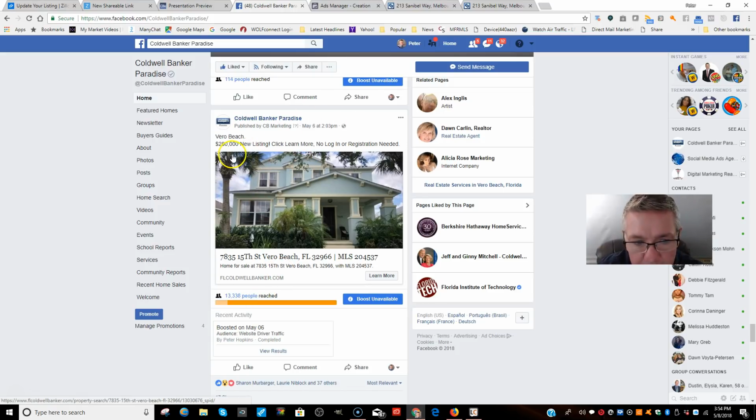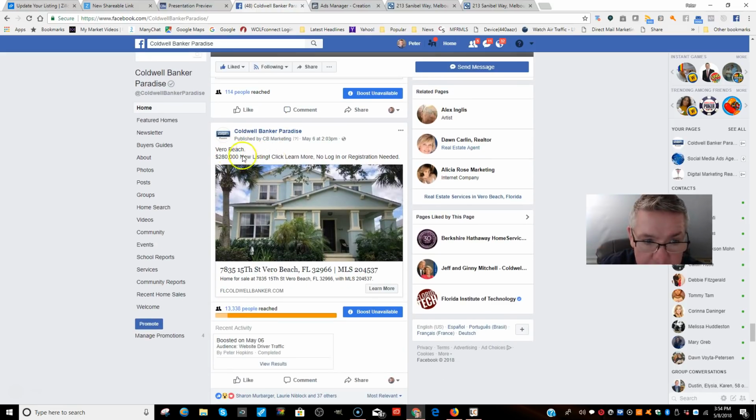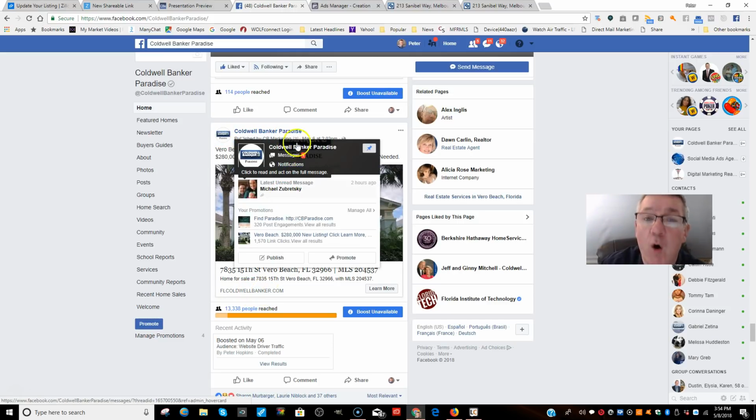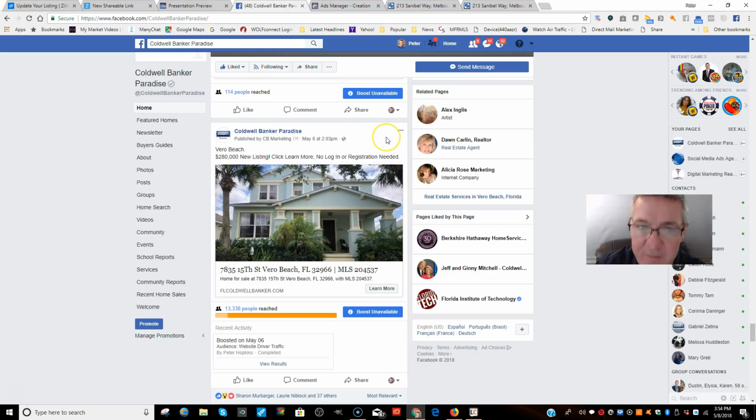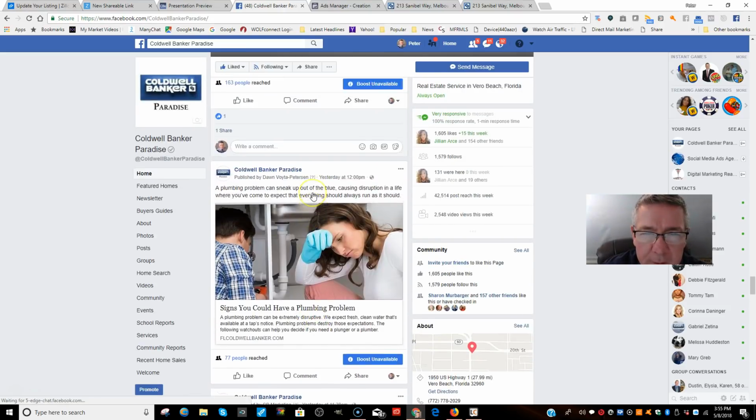So that about wraps it up. Keep your ad very simple, because remember, they're scrolling through the feed, they want to see a nice house. It says Vero Beach, 280,000, new listing, click Learn More. All right, I'll click Learn More. Got the address on, legally we want the address on, legally we want the MLS number on. We also want our website to be prominently displayed there, and we also have our company logo and our name, all for compliance reasons, as much as we want to obviously spread the word about how brilliant Coldwell Banker Paradise is. Which incidentally is pretty brilliant.